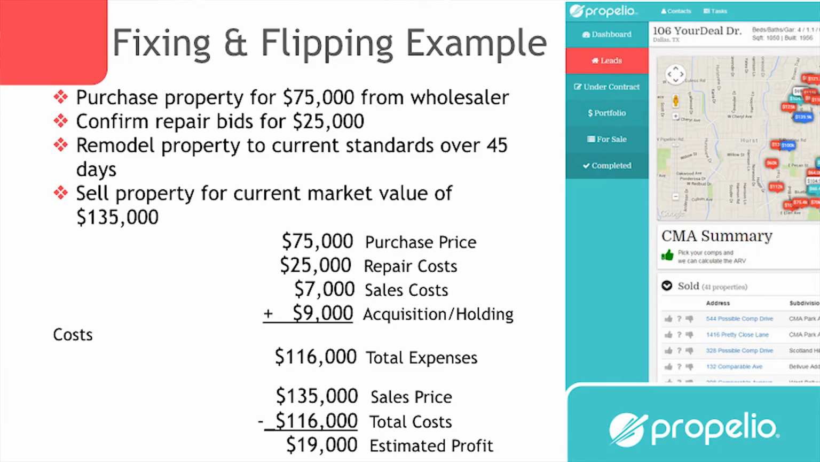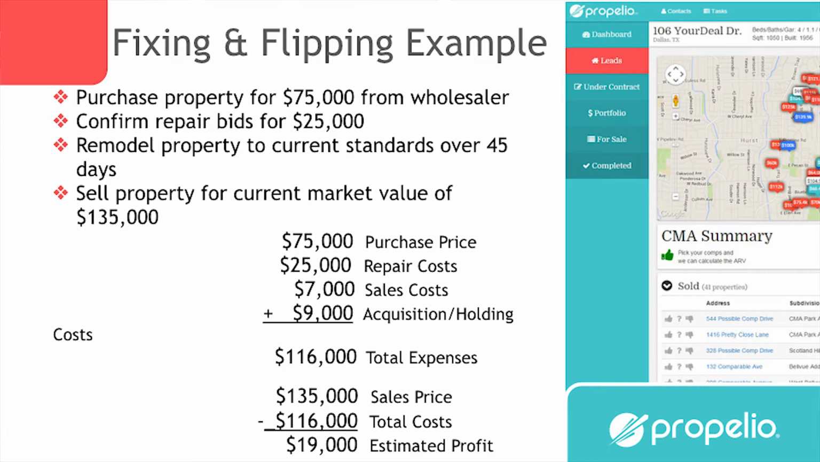So looking at an example of what we just talked about, we've got a property here, and we've made a good friendship with a local wholesaler, and that wholesaler brings us a property and says, you know what, I've got a property that's available to you. I'm going to give it to you right now for $75,000. It needs $25,000 in repairs. And overall the retail on it should be about $135,000.